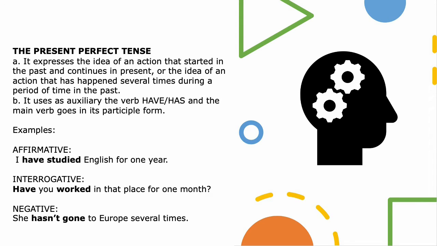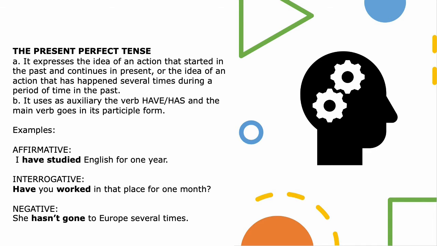For example, with affirmative sentences, we would say, I have studied English for 1 year. Have is the auxiliary verb, and studied is the participle form of the main verb, study, studied. I have studied English for 1 year.